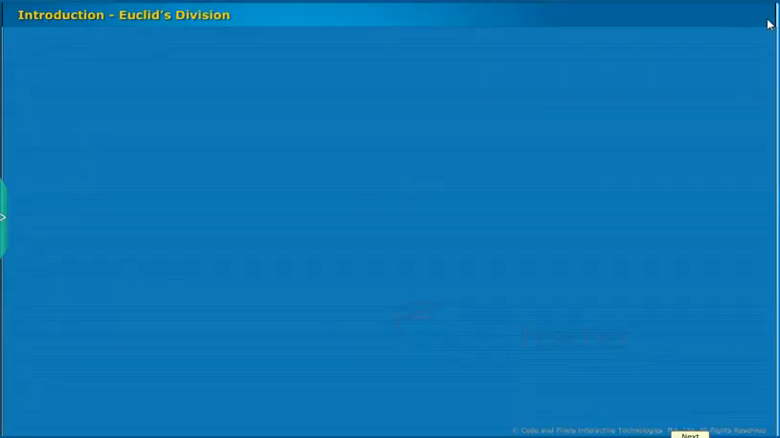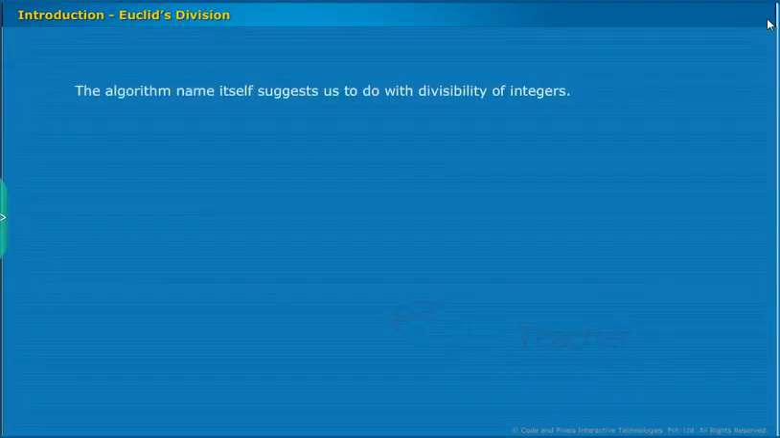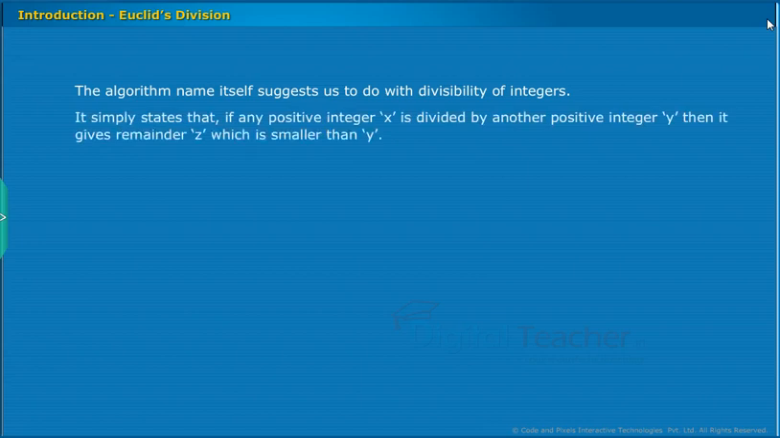Let us know about Euclid's division algorithm. The algorithm name itself suggests that it has to do with divisibility of integers. It simply states that if any positive integer x is divided by another positive integer y, then it gives remainder z which is smaller than y. Let us do an example.